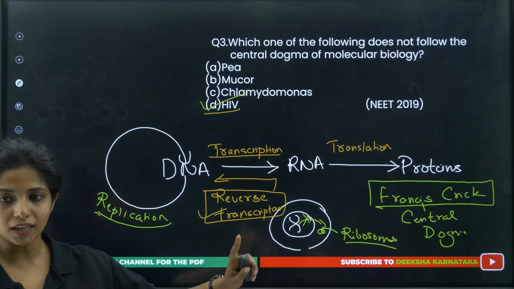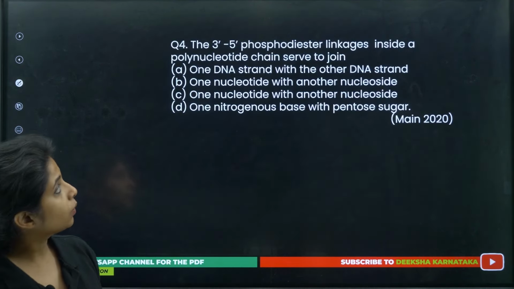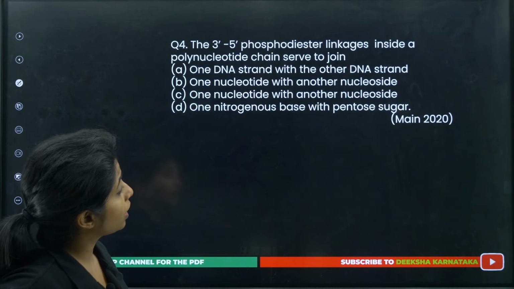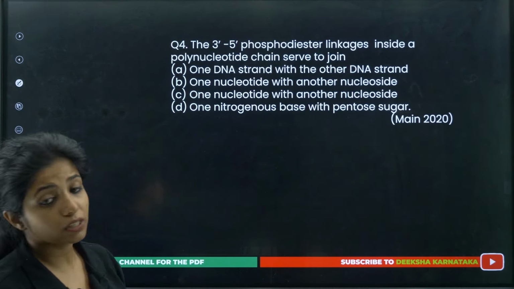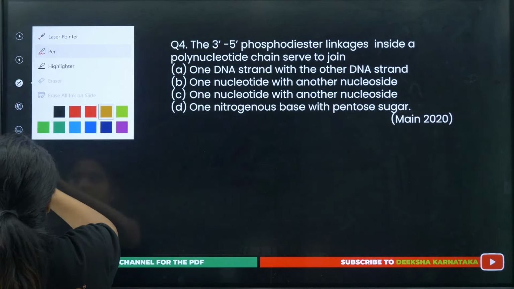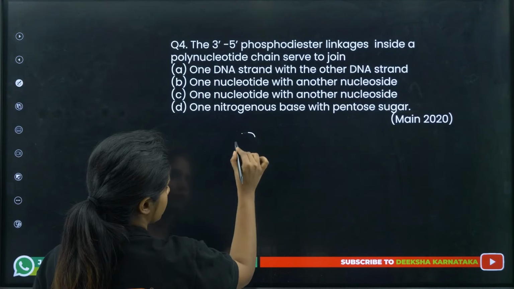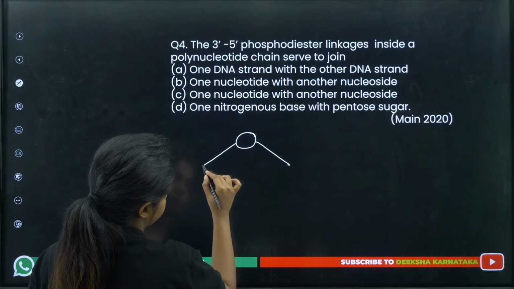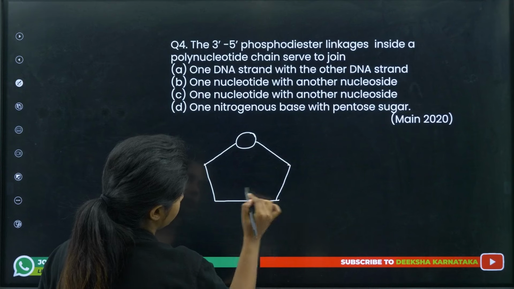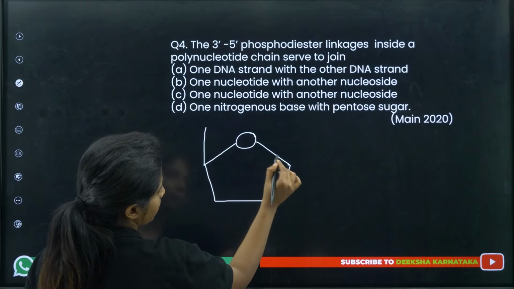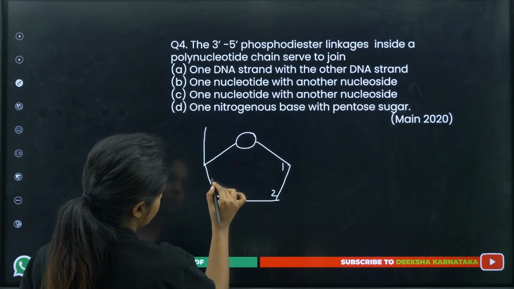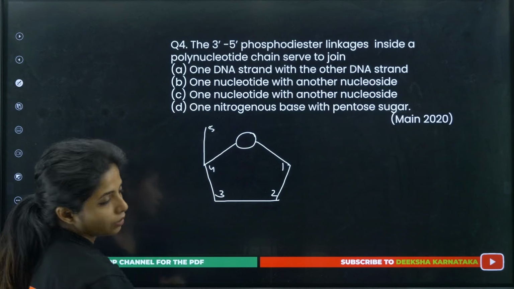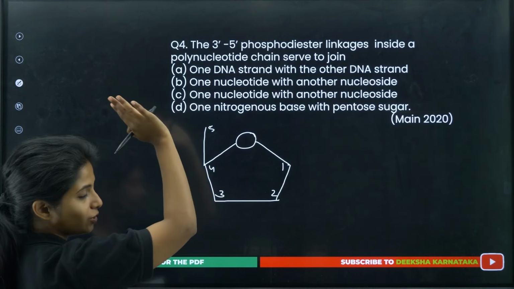Question number 3 done. NEET 2019. Going ahead, the 3' to 5' phosphodiester linkage inside a polynucleotide chain serves to join. What do you mean by 3' to 5' linkage? Listen to me carefully. We have a pentose sugar over here, in the case of DNA and RNA. Why pentose? 1, 2, 3, 4, 5 carbons are there, children. We have 5 carbons, one is outside only.